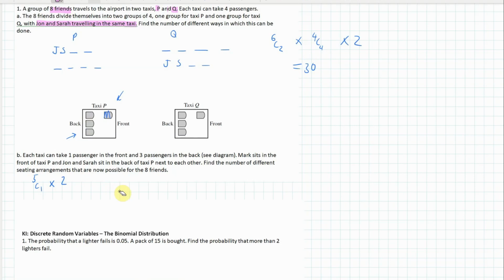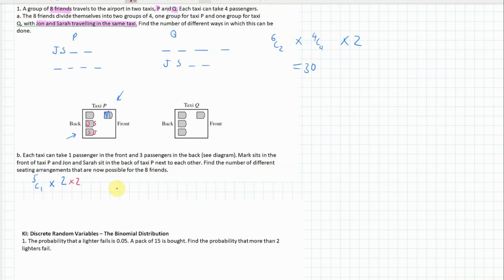Or we could have John and Sarah here, which means the other Larry is here. Okay, so that's one way of doing it. 2 ways. But then also don't forget that John and Sarah could be switched around, right? So John and Sarah could be this way, or they could be this way. So we're going to times that by 2 again. Okay, so that's the possibilities for taxi P.